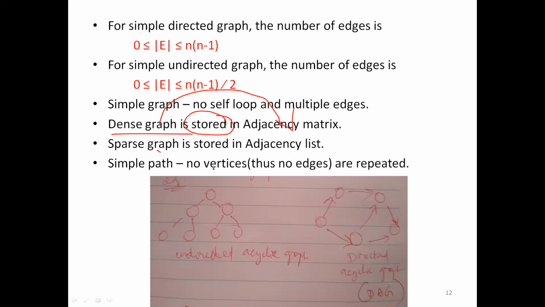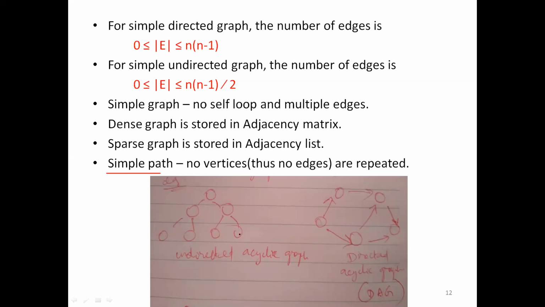And in a simple path, no vertices and no edges are repeated. You know that. Even in the last class we discussed elaborately some properties of the graph. Before getting into these things, we have to know the properties of the graph and the different types of graphs.